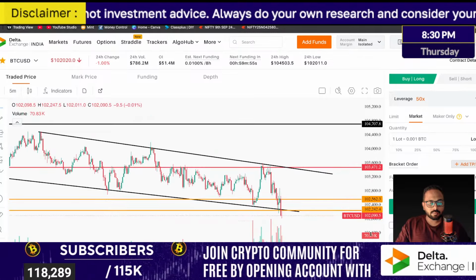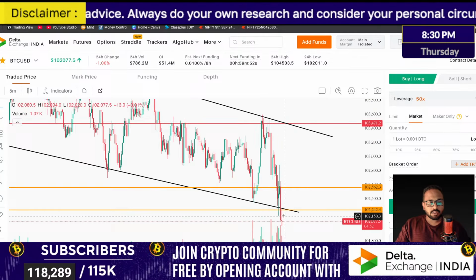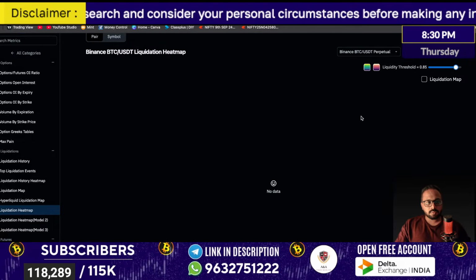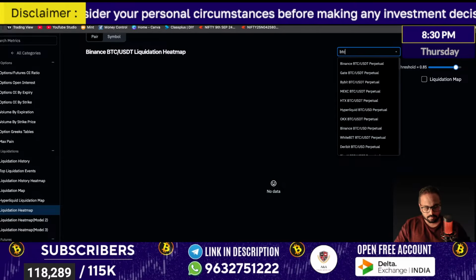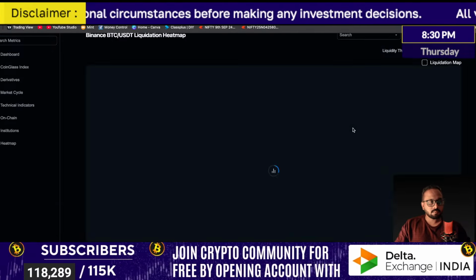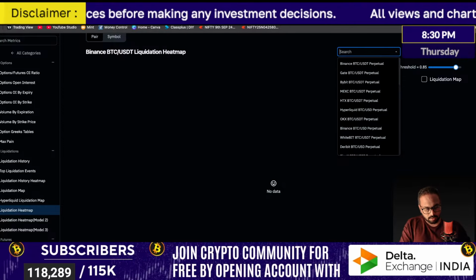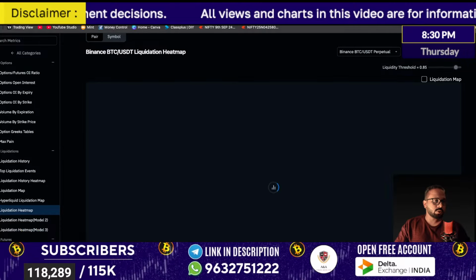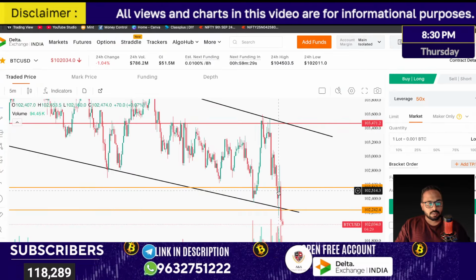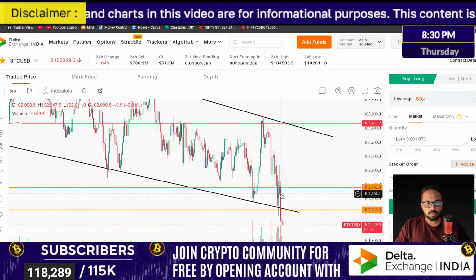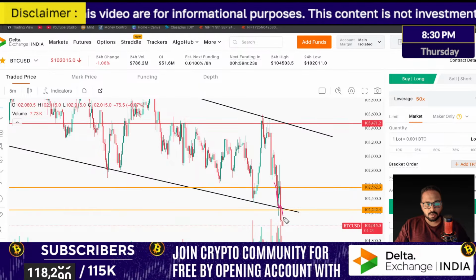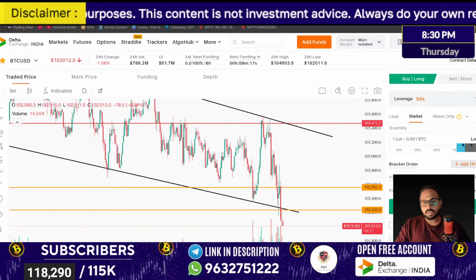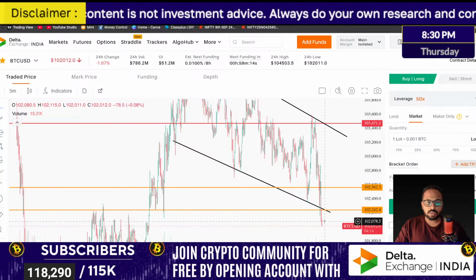BTC breakdown. See, one interesting thing has happened. Where is it? I'm not getting the data. But BTC here, the zone we had initially marked was the liquidation zone. The market has come for the liquidation zone. After taking this liquidity and giving a breakdown, there is no other stop loss situation at the bottom.